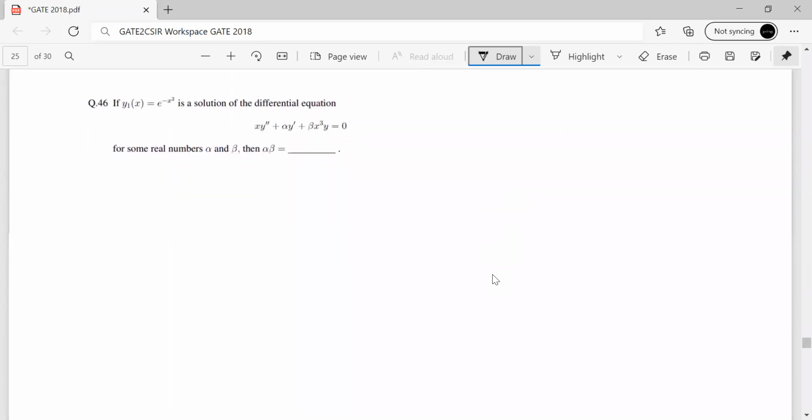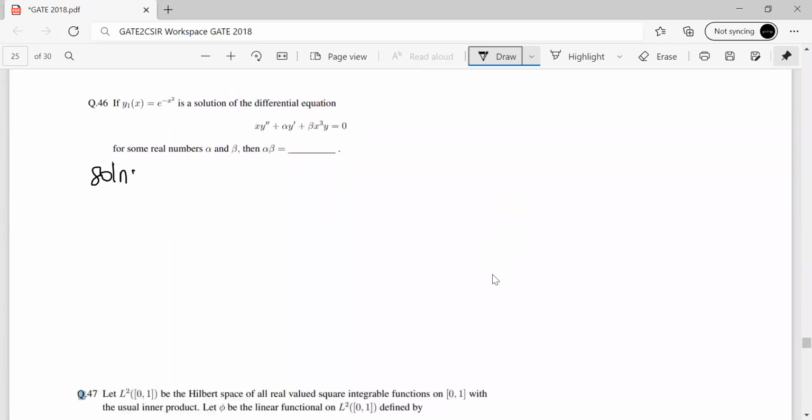And now look at this one, 46. It says you have y1(x) equal to e power minus x square, which is a solution of this differential equation. Then what is alpha into beta? Since y1 is a solution, it will satisfy this differential equation. So let us find y dash first.